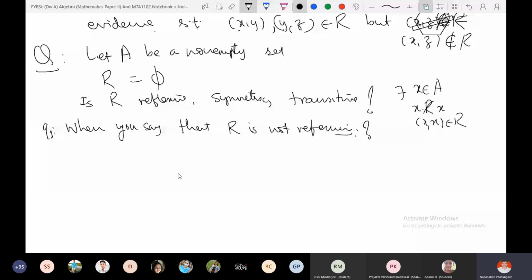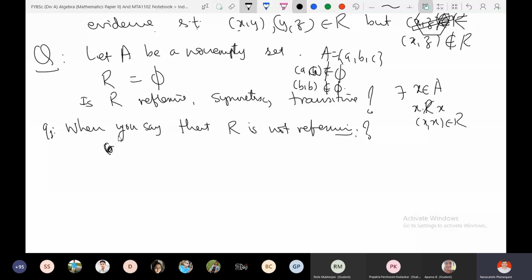But A is not the empty set. Can you give me evidence? Sir, for example, if my set is A, B, C, and the relation is empty, then the empty relation is not reflexive, right? The pair A comma A is not in the empty set, or the pair B comma B is not in the empty set, or C comma C. So the empty relation is not reflexive.